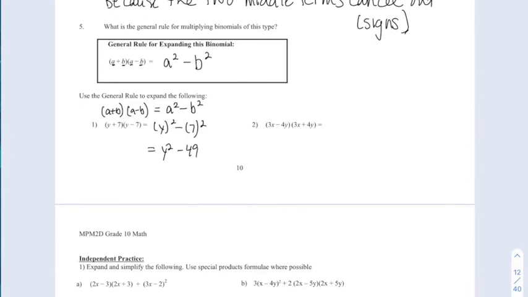We'll notice that it doesn't matter if the plus goes first and the minus goes second, or vice versa. It will always work out that the middle terms will cancel out and there will be a subtraction between these two terms.